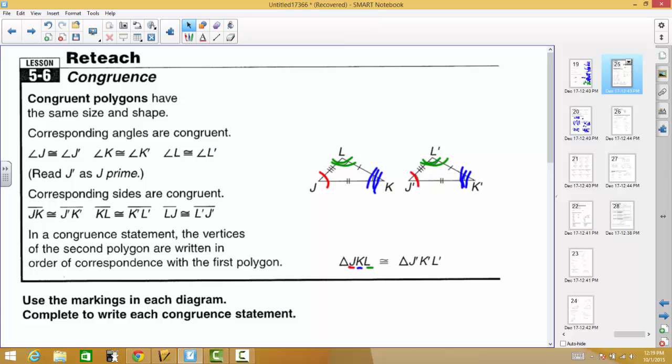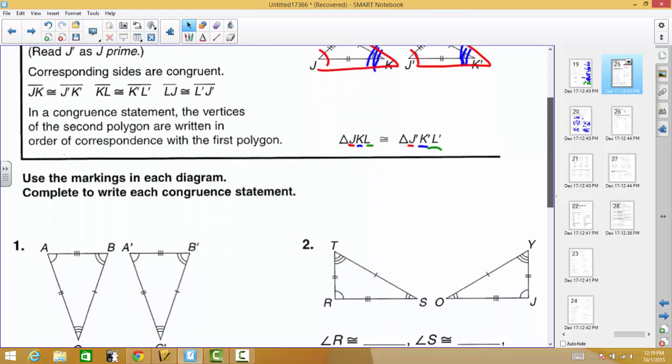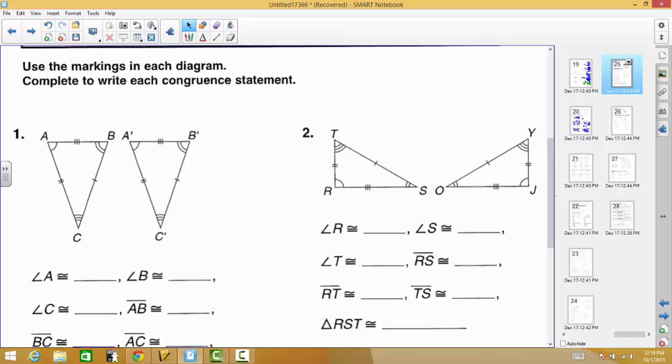And if you look at the triangle with the primes, it is also the red angle, and then the blue angle, and then the green angle. So you need to name it in the same direction. So like JKL is the same as this to this to this. It's easy when they're the same letters, but they won't always be the same, as you will see in a minute. So, angle A is congruent to angle A prime.